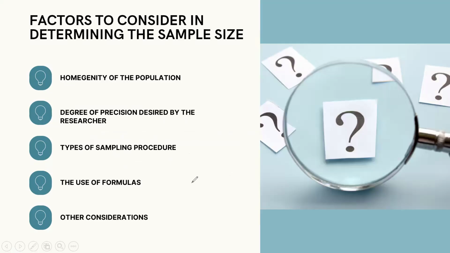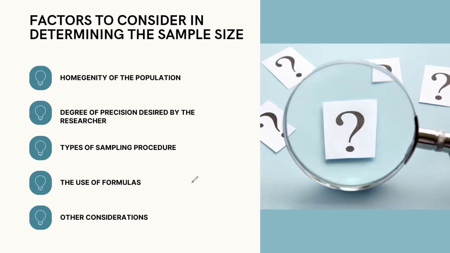Next, what are the factors to consider in determining the sample size? First, we need to ensure that there is a homogeneity of the population. As I said a while ago, the respondents should have similar characteristics, right? Next is the degree of precision desired by the researcher. Here, in quantitative research, the larger the population, the better is the result. So it's better if you have larger respondents or larger scope of respondents so that you will have a more precise interpretation of your results.